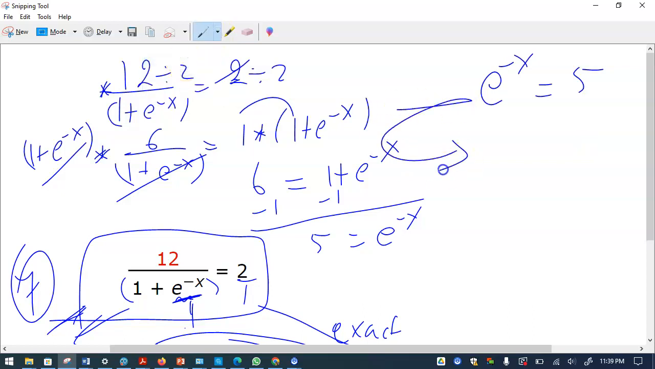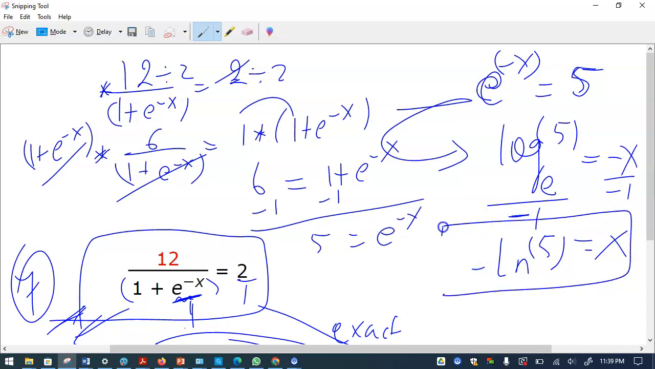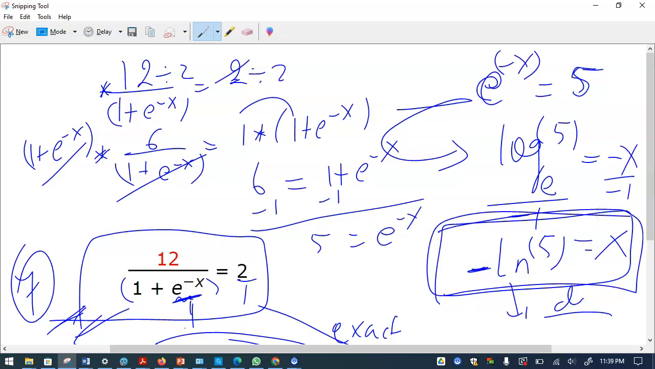So this can be written as, this is the input, right? The base is e, so the logarithm of base e of the input. The output was 5, now it is the input, and this is minus x. Then you have to divide by minus 1. When you divide, you can write it as minus ln of 5, and you're done, because there's a minus. And this is how it is. Put it in the calculator, you can get the decimal form. But here, this is the exact answer. So that's all you're supposed to do.